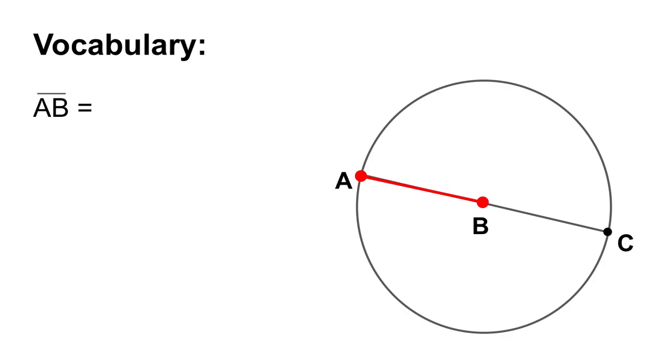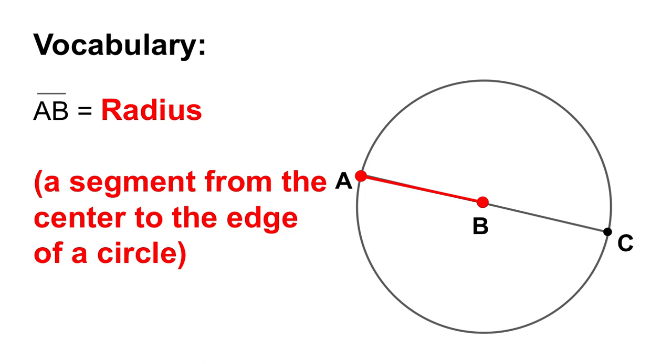Okay, so now we're going to talk about some circle vocabulary. There's a few different vocabulary terms that you need to know throughout this unit. Some you might be familiar with, some you might not. The first one is a radius. A radius is a segment that goes from the center of the circle to the edge of the circle. So in this picture, B is at the center of the circle. If you go from the center out to the edge, that's your radius.